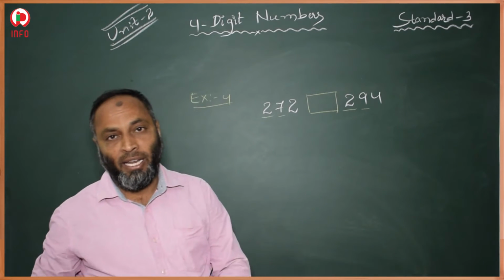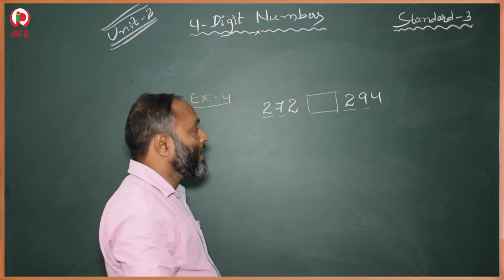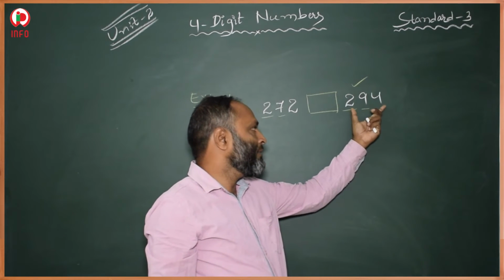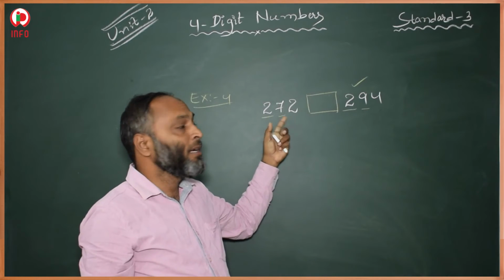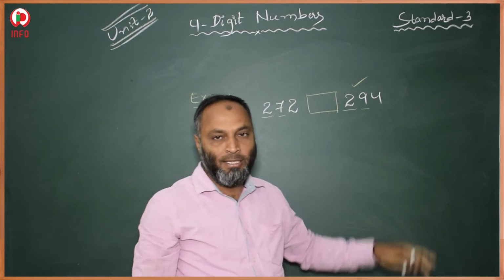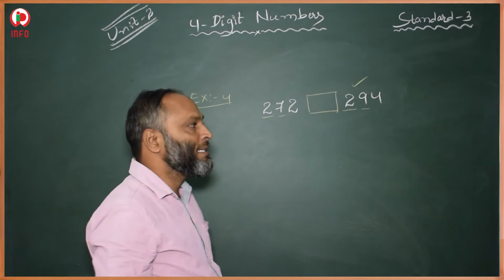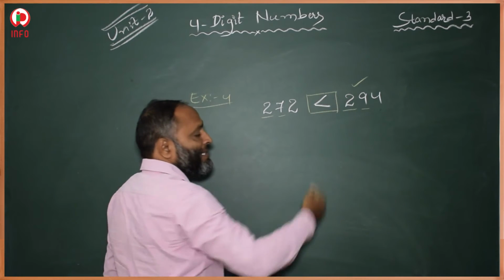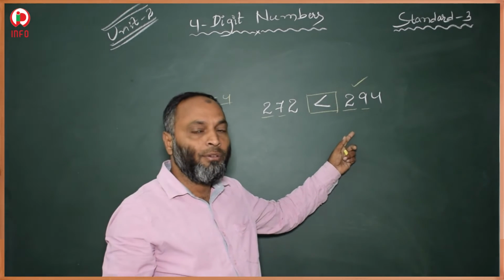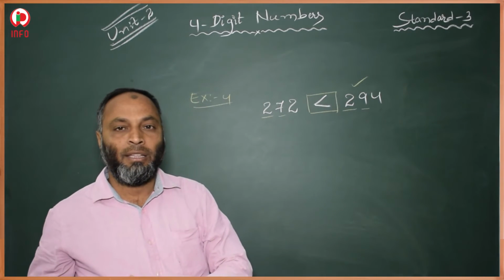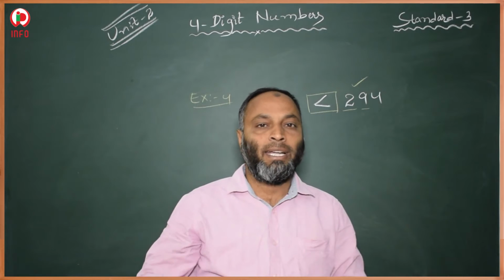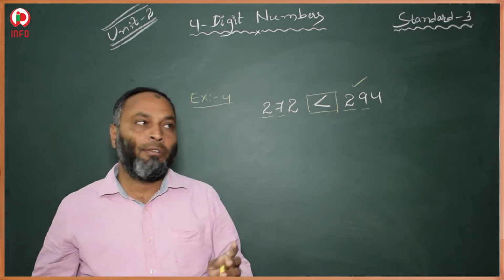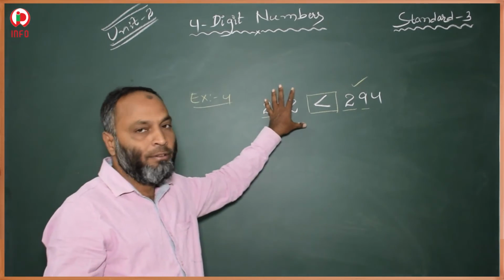In 7 and 9, which one is the bigger? 9 is the bigger. This is the bigger number. It means 294 is bigger than this. It means 272 is smaller than this. Here we have to use the less than symbol. 272 is less than 294. So like this we have to use greater than symbols, less than symbols and equal to symbols. These are the methods to compare if 3-digit numbers are given.